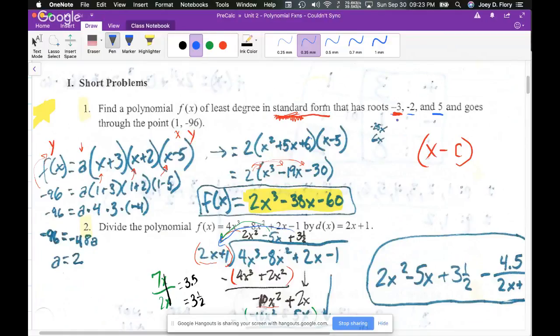So let's start with the roots. We know that for each root, there is a factor associated with that root, x minus that root c. So in this problem, each of these are c values. Sometimes they call them c, sometimes they call them r, whatever. They're just roots. They're x-intercepts. Give each one its own factor. So x minus a -3 is x plus 3. X minus a -2 is x plus 2, and so on, x minus 5.